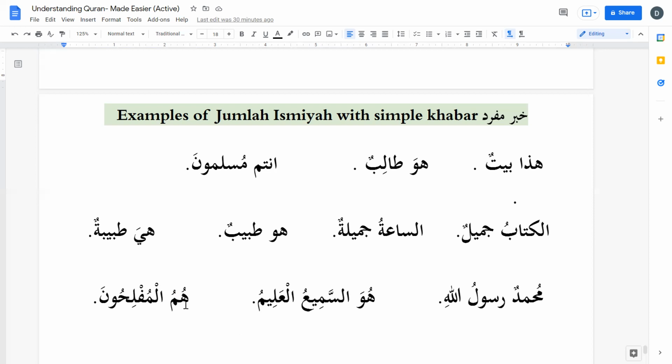And then Humul Muflihun. Hum is third person and plural form. Huwa, huma, hum. Hum means they, plural masculine. Al-muflihuna, una ending, plural masculine, right? So these are a few examples of khabar mufrad, and alhamdulillah we saw that the khabar matches with the mubtada in number and gender.